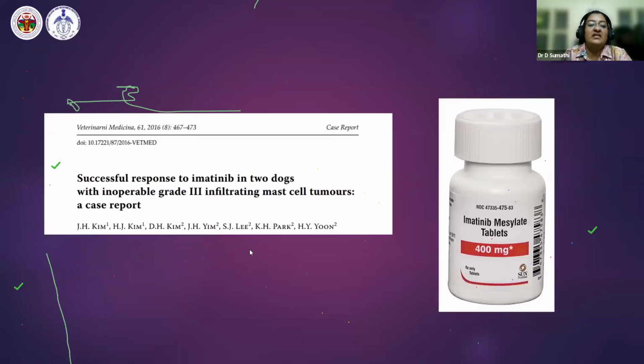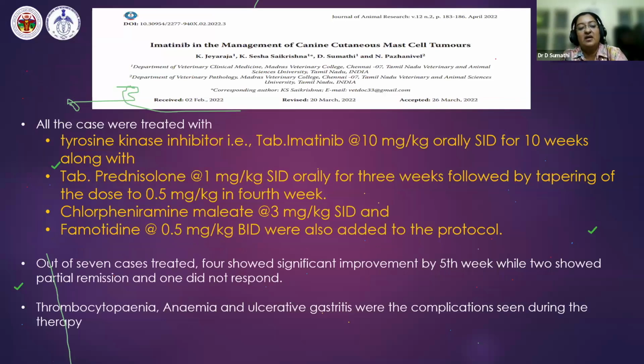Now there is a drug called imatinib that is being used with good clinical efficacy, and we have used it successfully in almost 7 cases. Except for one, in 6 cases we got a good response. Here we used the tyrosine kinase inhibitor imatinib at a dose of 10 milligram per kg orally once a day for 10 weeks. Along with this, we used prednisolone at a dose of 1 milligram per kg SID orally for 3 weeks, followed by a tapering dose of 2.5 milligram per kg in the 4th week.